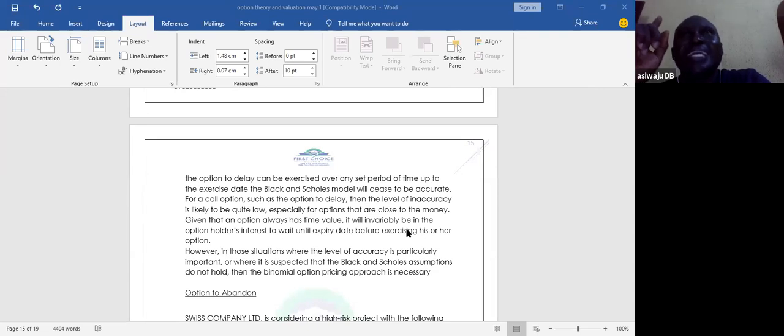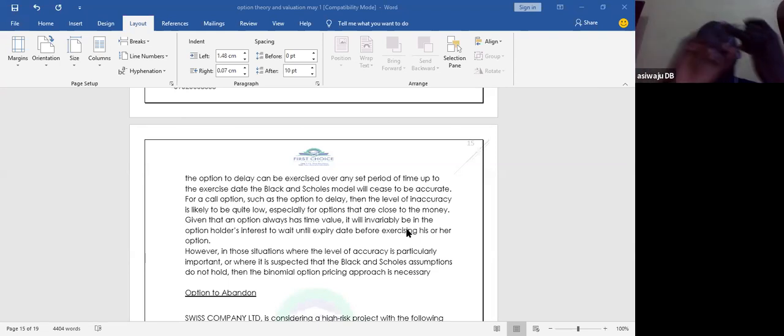Now, the bottom line you are going to note: option to delay is treated as a call option contract. What do you require? You require 5 variables: the asset price, which is your EXO, the exercise price, the volatility, the risk free rate, and time to expiration.